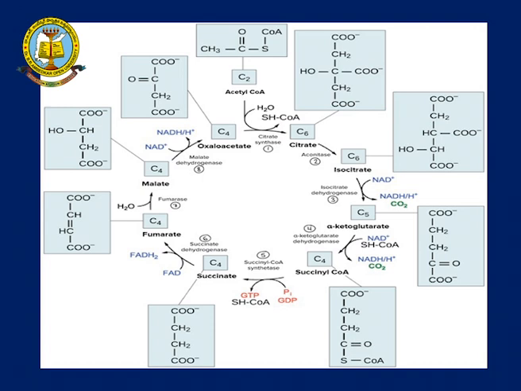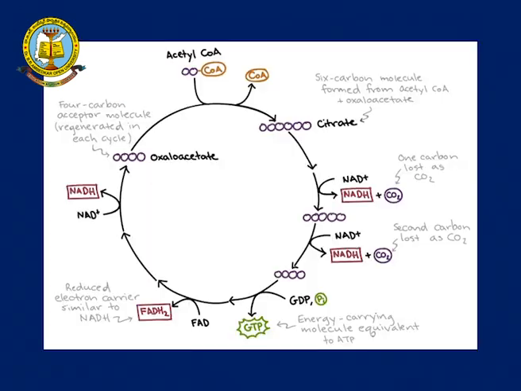The acetyl-CoA comes from pyruvate in glycolysis and enters the mitochondria through the membrane region, then it enters the citric acid cycle, or Krebs cycle, or TCA cycle. Now, this is the overview for understanding the basics.